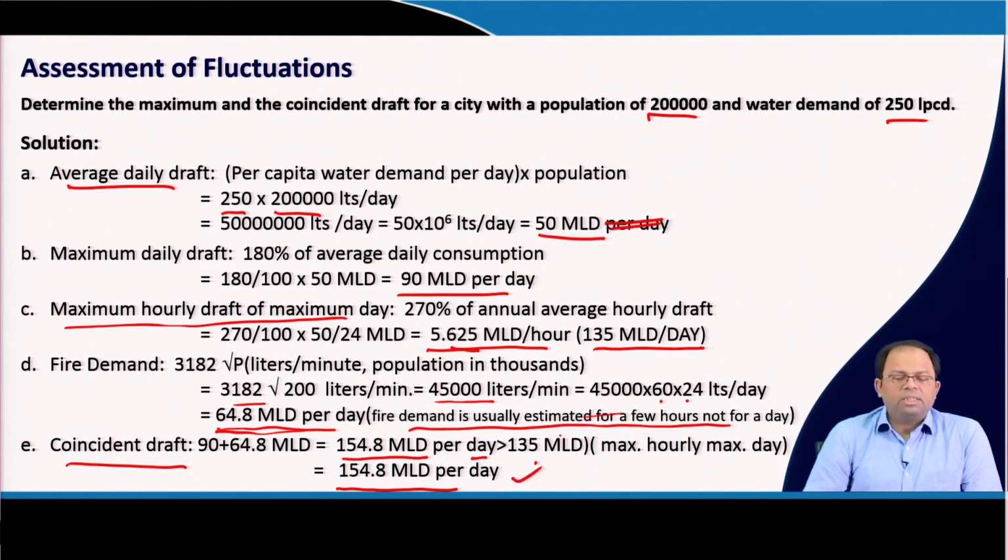So, this is how fluctuations actually influence the water supply infrastructure in a particular urban area.